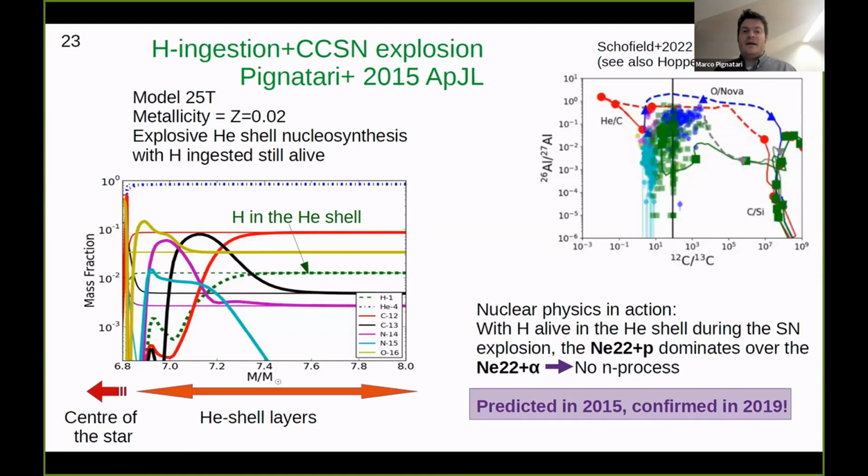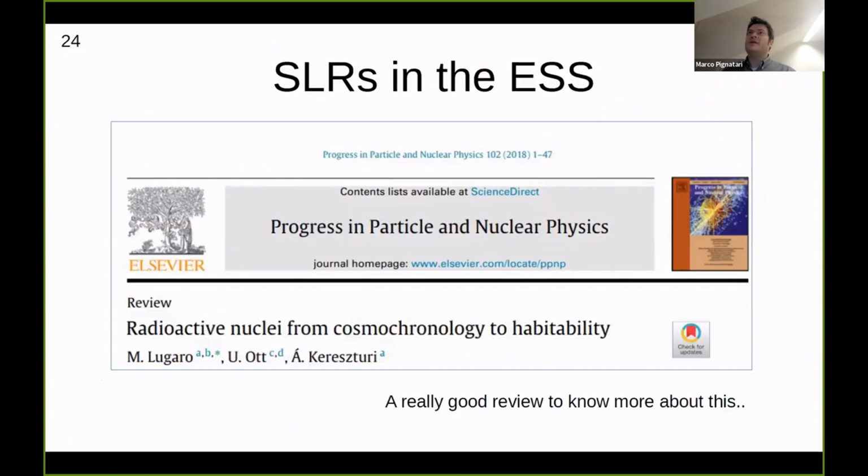Okay, so talking about iron-60, in the last 10 minutes or so, I want to discuss a little bit about the short-lived radioactives. And here, I just want to mention a really good review that Maria Lugaro did in 2018, where there is a really good summary of the status of the observation of these, what they are.